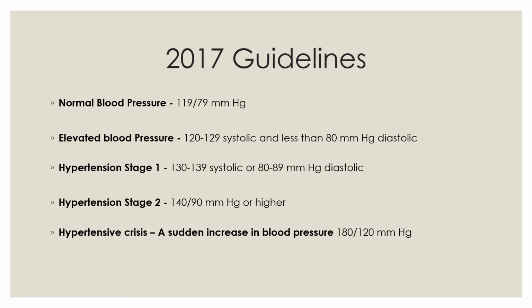And hypertension stage 1 is a systolic blood pressure between 130 and 139, or a diastolic between 80 and 89. Stage 2 is a systolic of 140 and a diastolic greater than 90. And then your hypertensive crisis is defined as a sudden increase in blood pressure that exceeds 180 systolic or 120 millimeters of mercury diastolic. So this lowered the acceptable normal blood pressures and classifications of blood pressures just a little bit.